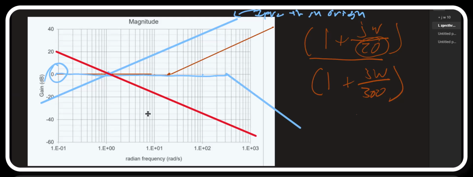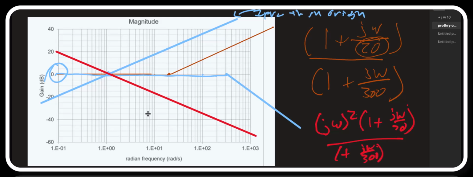If I had j omega squared times 1 plus j omega over 20 over 1 plus j omega over 300, then I would have a 0 of order 2, so that would have a slope of 40, so that would go through 0, and it would have a slope of 40, so it would look like that.